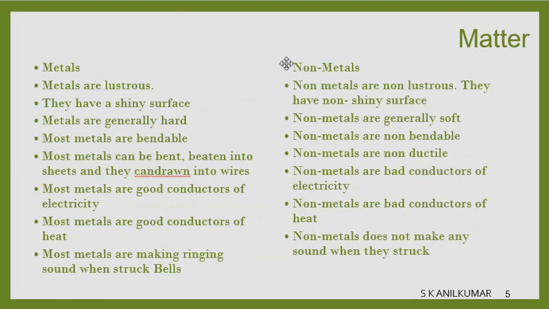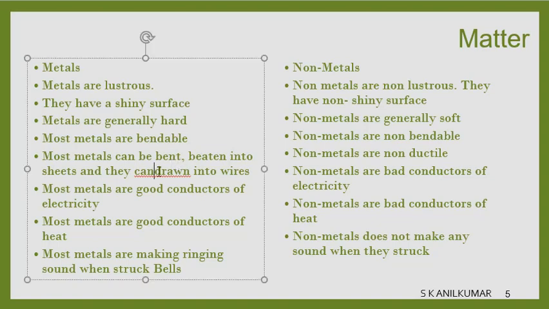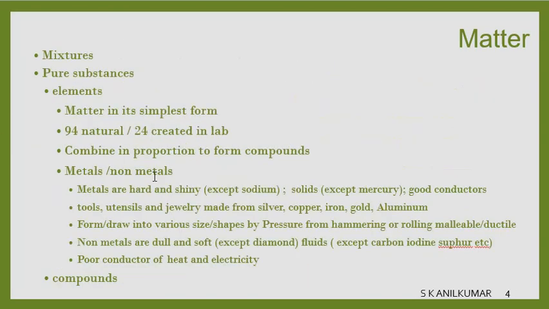Why do we have to say it like this? Because from non-metals we know they are not lustrous, they are soft, they are not bendable, they are not ductile, they are not conductors, and they do not make sound when they are struck. Metals make sound, a clinging sound will be there. That is why school bells are made of metal. And then they are lustrous, shiny, hard, bendable. It can be bent, can be drawn into wire. That is malleable and ductile. Good conductor of electricity and heat. This is a metal and non-metal, right? And then we have a third thing called metalloid, which has characteristics of both.